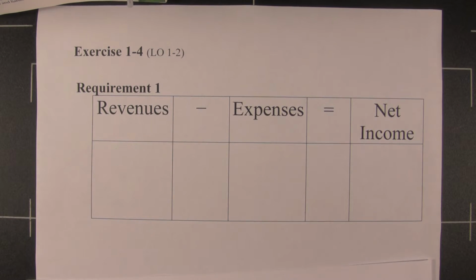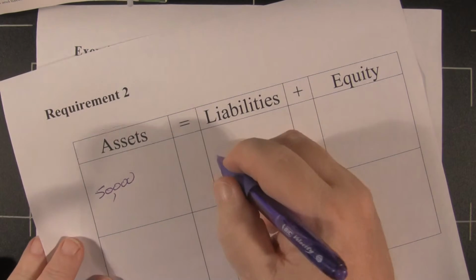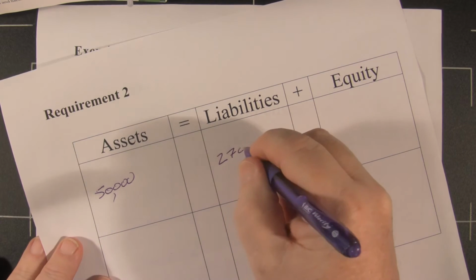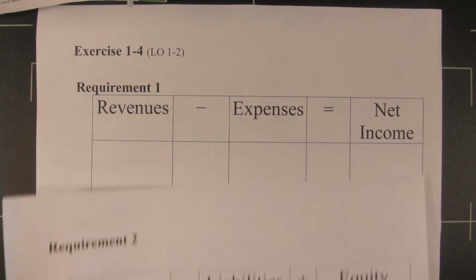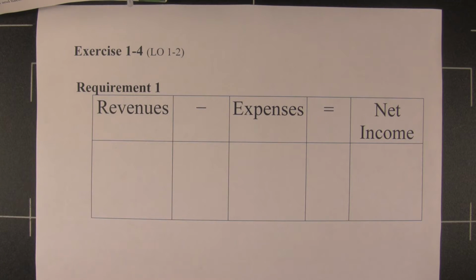And they tell us that the liabilities at the end of the period are $27,000. So we'll write that down while we have it. And then it tells us the revenue for the period, tells us the dividends were $3,000. But remember, dividends come out after net income. So we need to skip that for the time being.